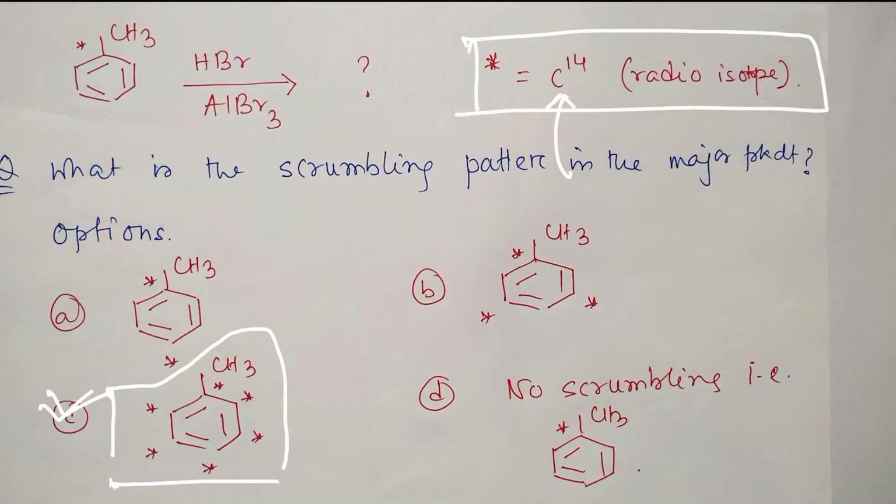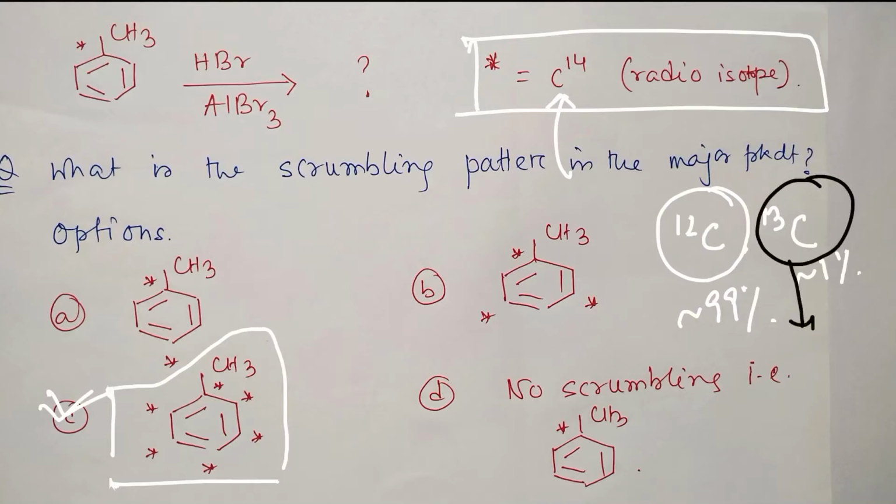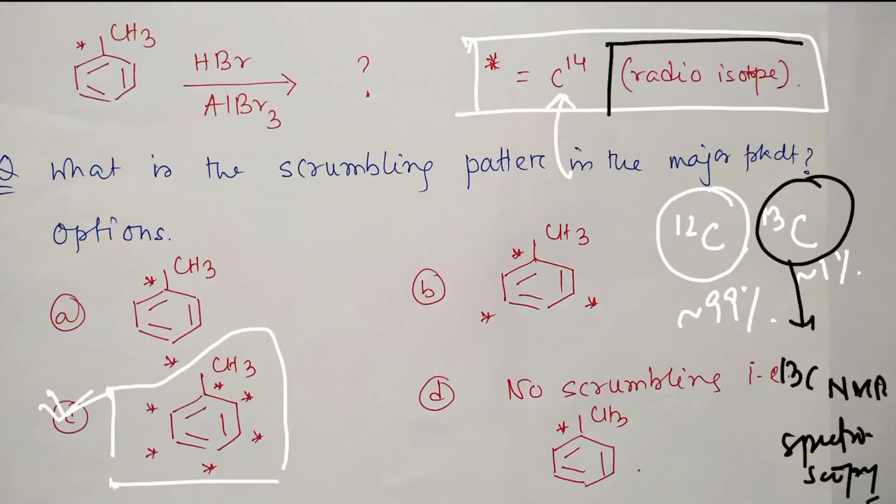By the way, remember that carbon has three isotopes. One is carbon 12, another is carbon 13, and another is carbon 14. Almost 99% is carbon 12. Around 1% is carbon 13, and this carbon 13 is utilized in 13C NMR spectroscopy. This nucleus is responsible for 13C NMR spectroscopy, and carbon 14 is very, very low, and actually this is a radioisotope.